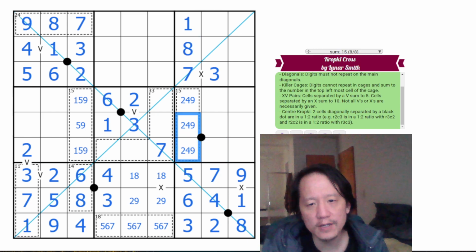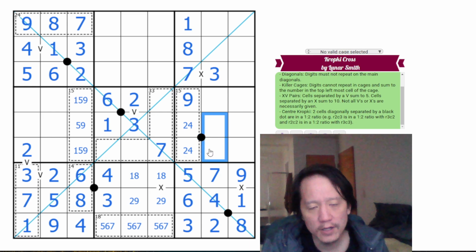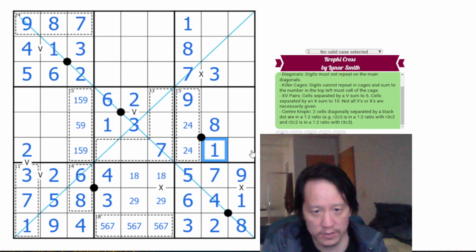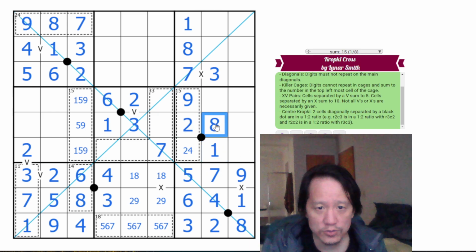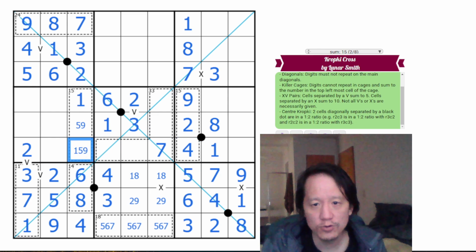9 cannot be in a 1 to 2 relationship with any digit, so this can't be 9, so this is 9. 2 has to be with 1, and 4 has to be with 8, because they can't be with each other anymore. So this is 1 or 8, so this can't be 1. This has to be 8. This is 1. So this is 2 to maintain a 1-2 ratio across the diagonal, and this is 4. This can't be 1 anymore, so this has to be the 1.